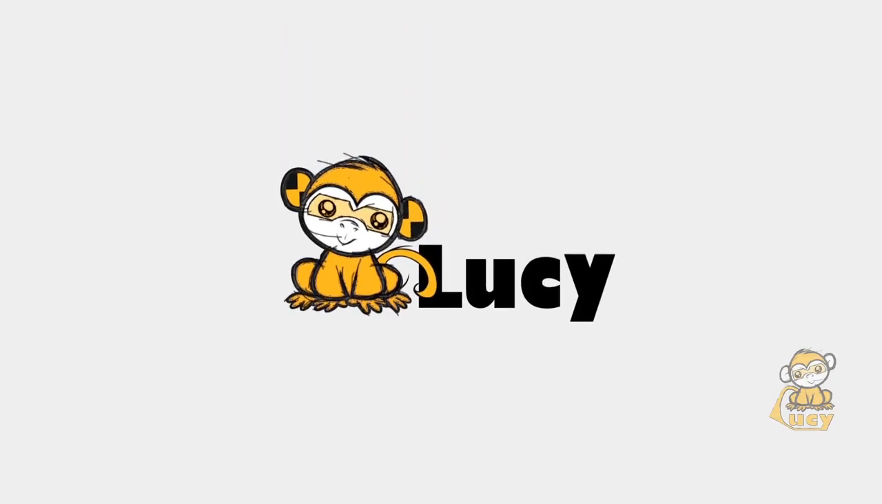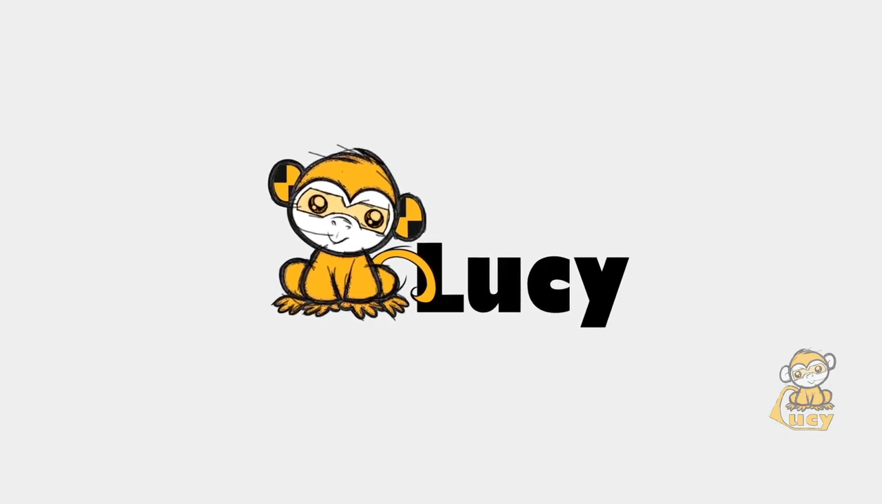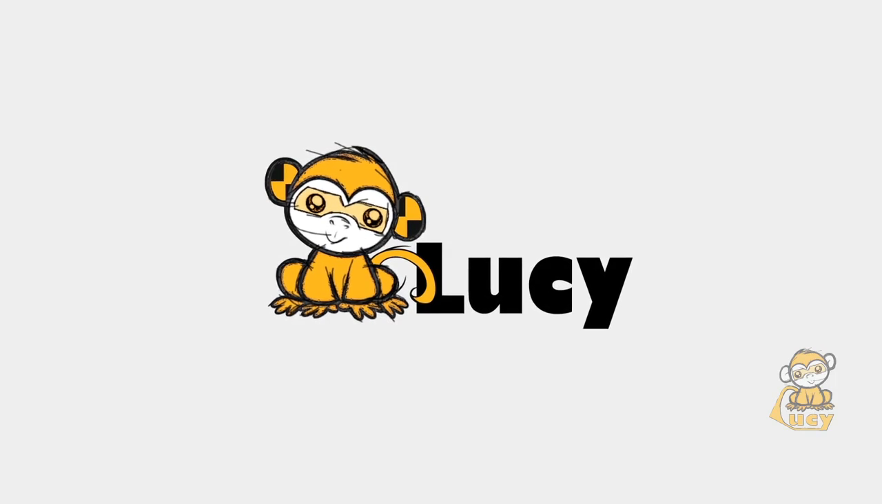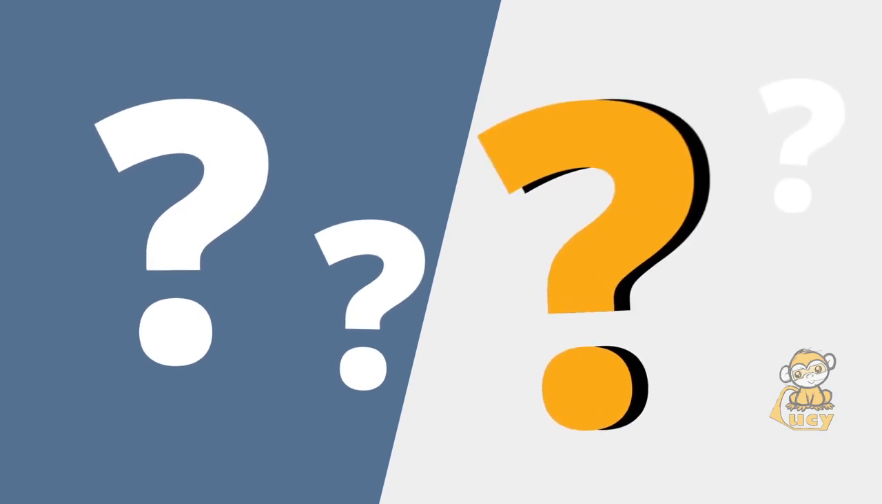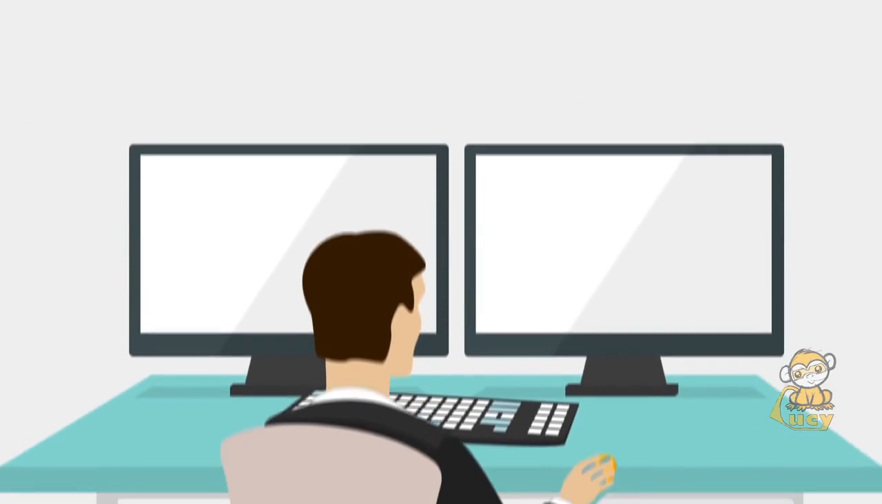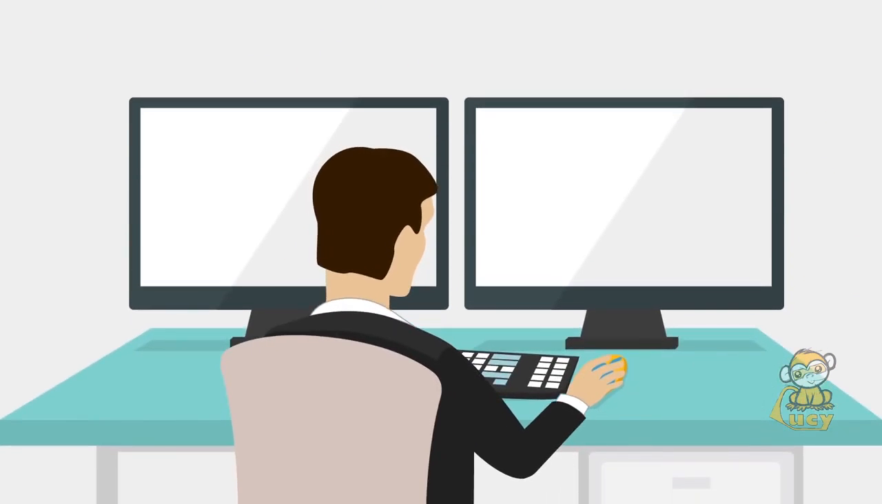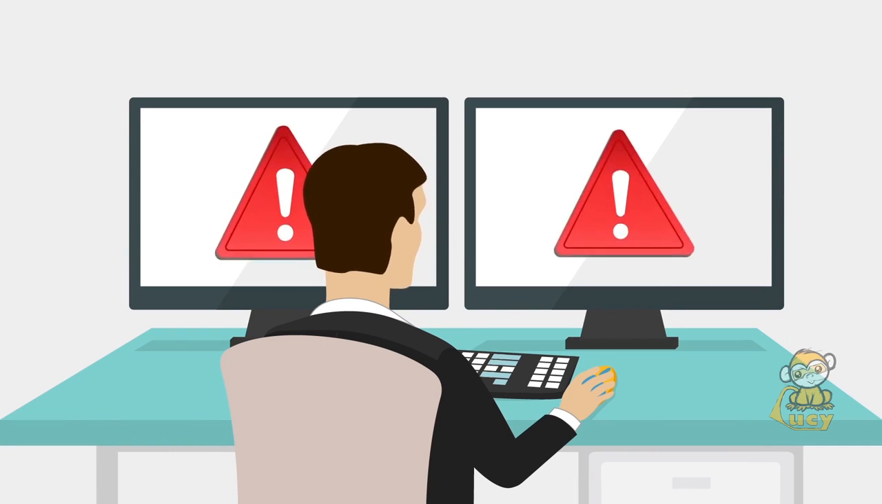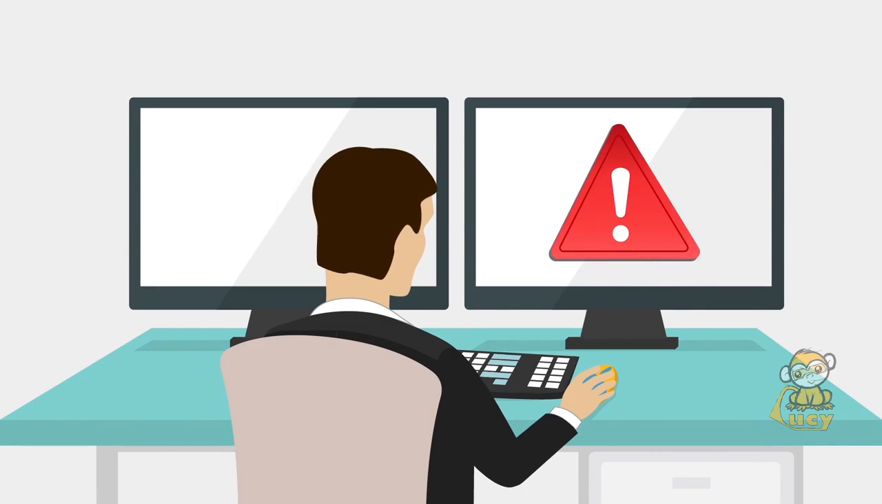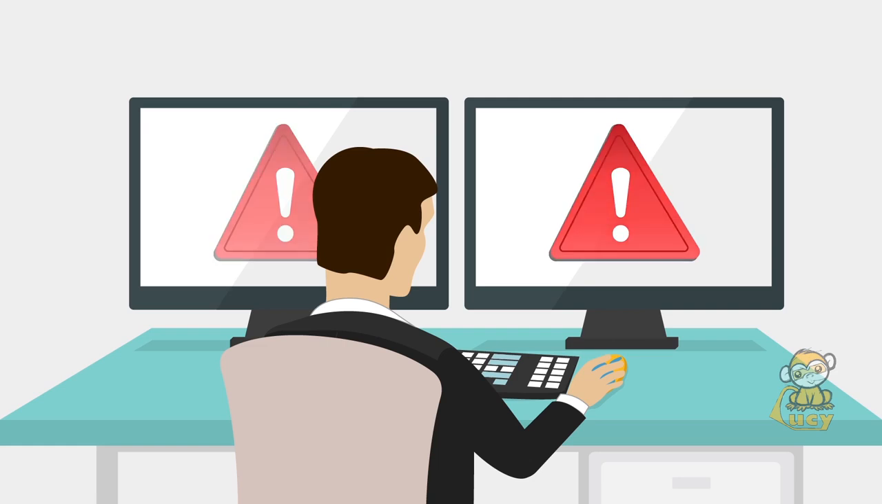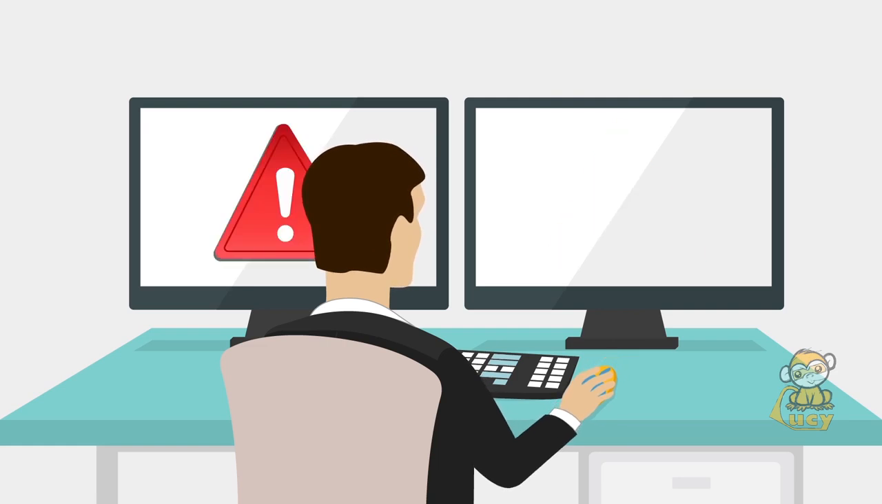This Lucy video will teach you to recognize security risks in the workplace and how to react if a security situation arises. So, what is risk? Risk is defined as the likelihood of an undesirable outcome that results from an incident or an event. It has three components: threat, vulnerability, consequence.